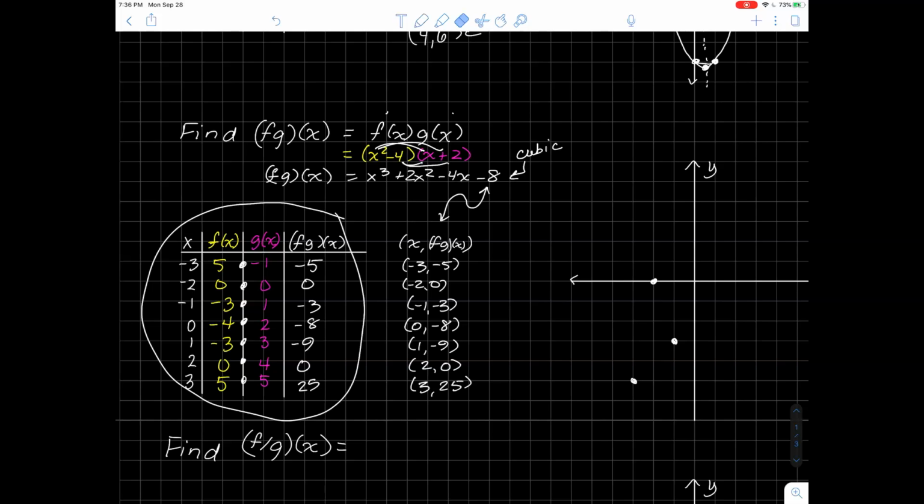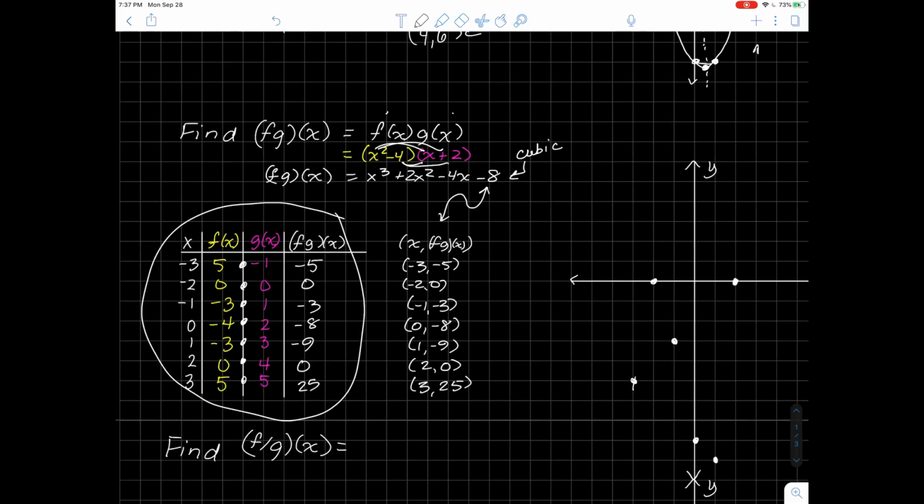Let me extend this out a little bit more. We'll just extend it down to there. So 0, 1, 2, 3, 4, 5, 6, 7, 8. And then 1, negative 9. And then 2, 0. So we're back up here. And then 3, 25. That's way up off the graph. All right, so what does that look like?